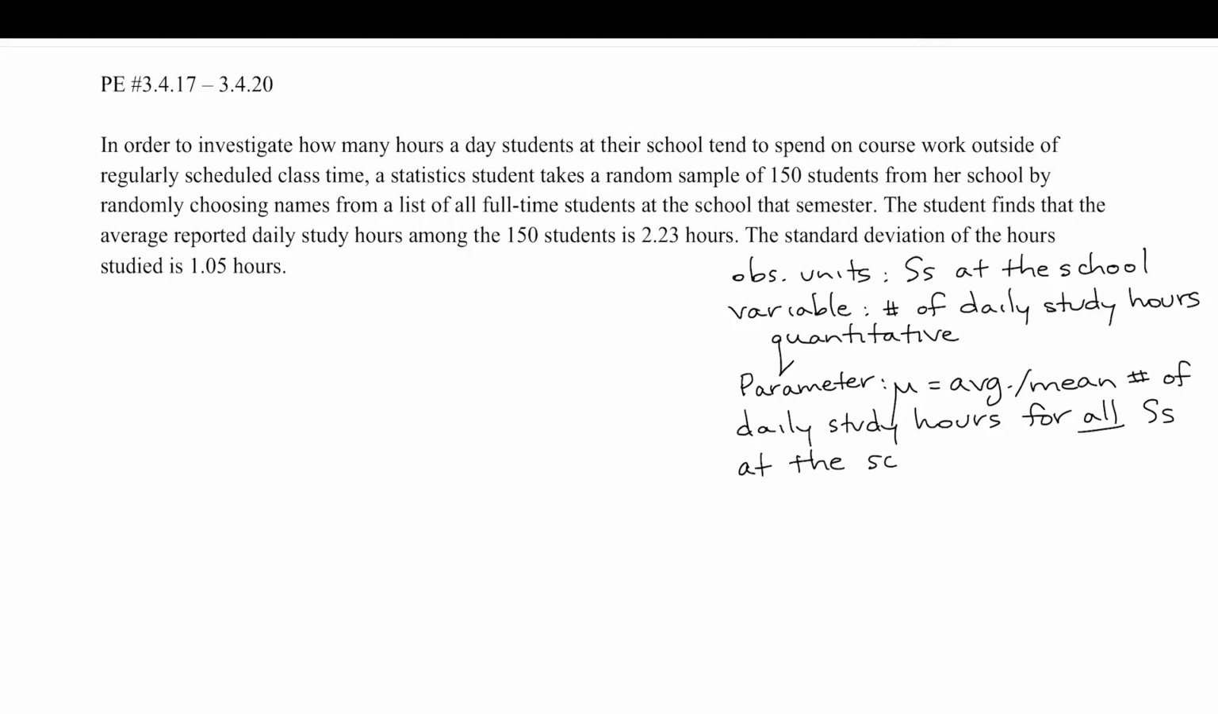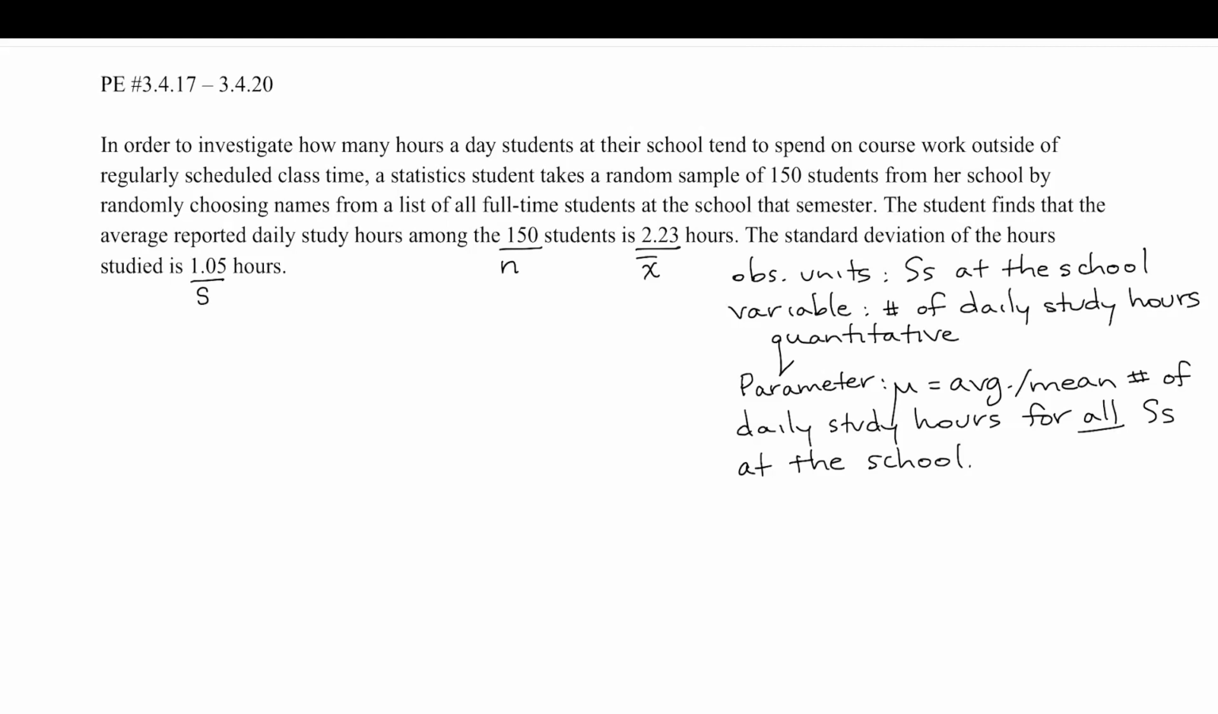So note to self, the parameter is a summary of the entire population, which is all the students at the school. The student researcher took a sample of 150 students and found the average or the mean for that sample. That would be our statistic. So while we're at it, the 150, that's n, our sample size. The 2.23, that's x bar, the sample mean. And 1.05, that's s, the sample standard deviation.